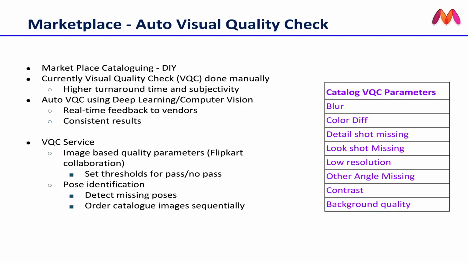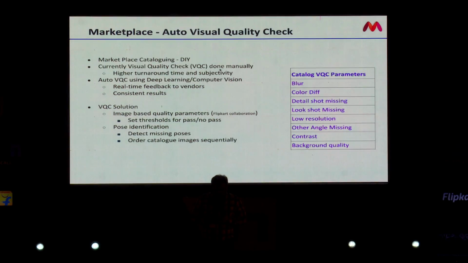This is some work that we did on Marketplace, particularly looking at automatic visual quality check. I'll explain what the current process is. In the Marketplace cataloging, a set of images come from the vendor, and a couple of colleagues in the catalog team download these images. They look at them, and then want to get back to the vendor saying there's an issue with the images that were uploaded. I'll get to some of these attributes shortly.